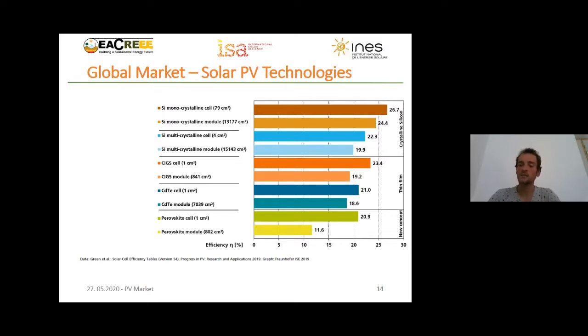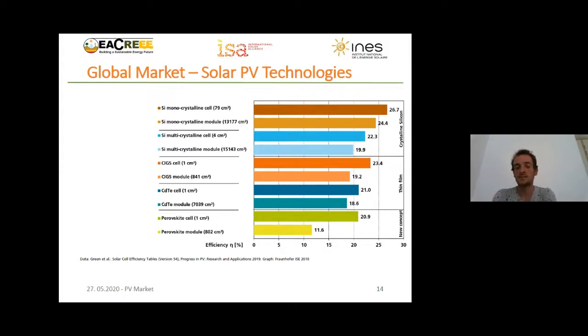The second generation is called thin film, and there are 3 main technologies, which are CIGS, CdTe, and amorphous silicon. These technologies are maybe 4 to 5% of the global market, and they are used for very specific applications because you can produce flexible cells, for instance. And they are also technologies with better performance under hot temperature and diffuse irradiation.